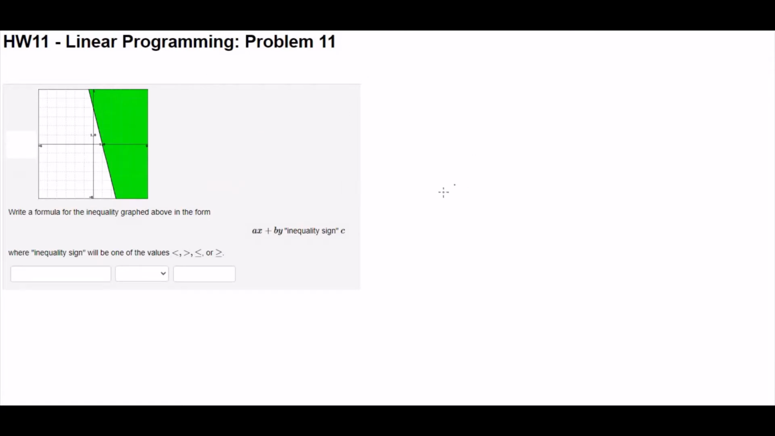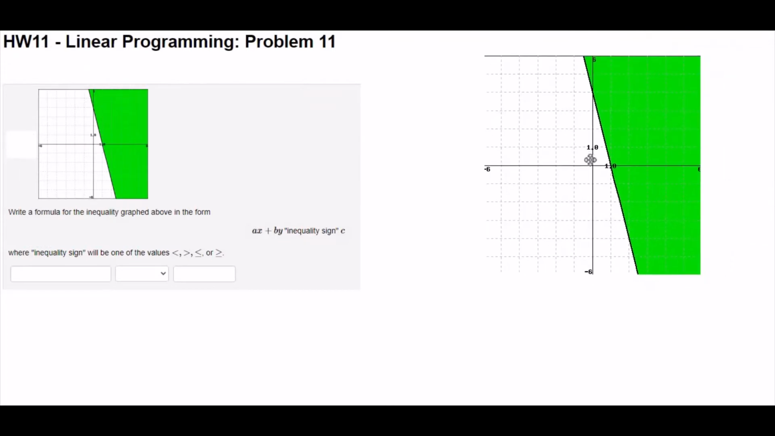Problem number 11. Write a formula for the inequality graphed above in the form ax plus by, inequality sign, and some constant c. So for this, we're going to enlarge the graph, and we're going to find the equation of this line and graph that inequality. So we're going to pick up 2 points on this line. So (1, 0) is the point on this line, and (0, 4) is another point on this line.